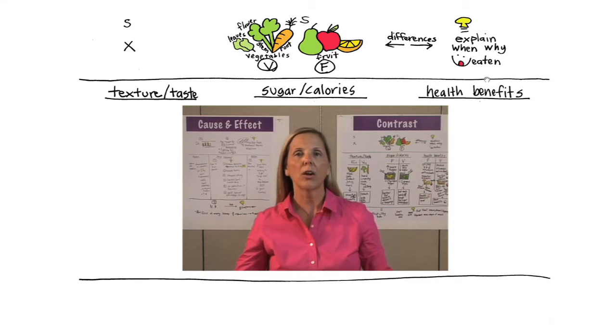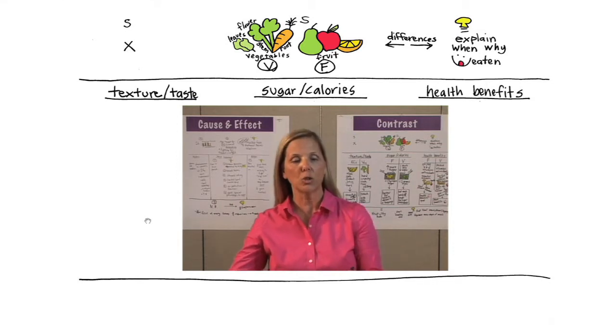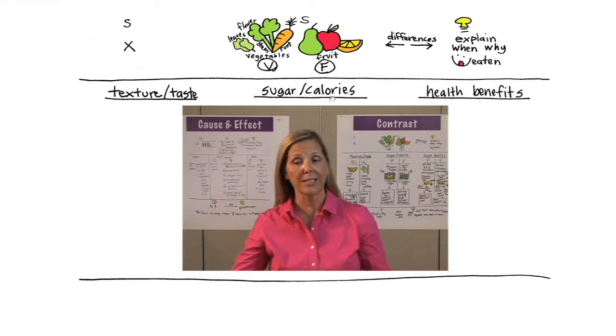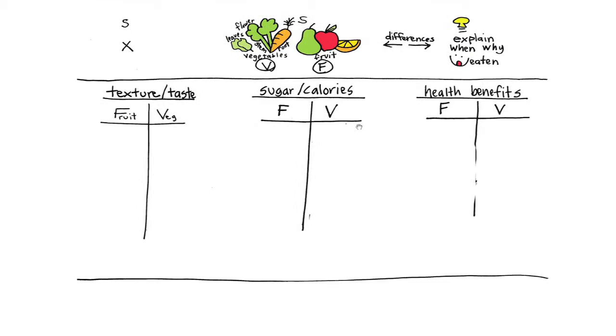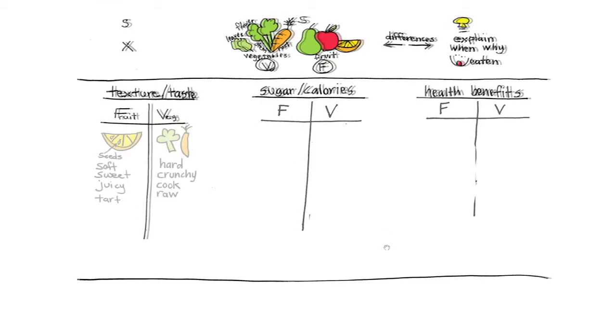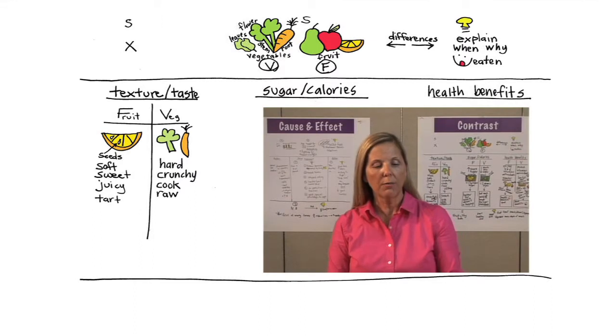Contrast. Let's make our T-chart and we will contrast the differences between vegetables and fruit for texture, taste, sugar, calories, and health benefits. First, we'll make T-graphs underneath the attributes so that we can record the information for each one. And let's look at our fruits and vegetables when it comes to texture and taste.